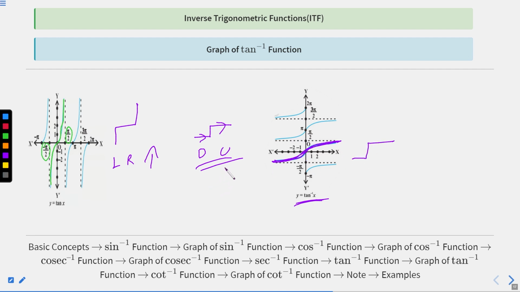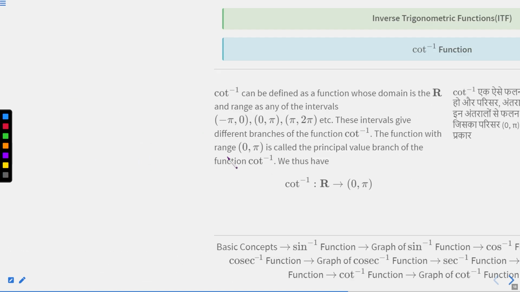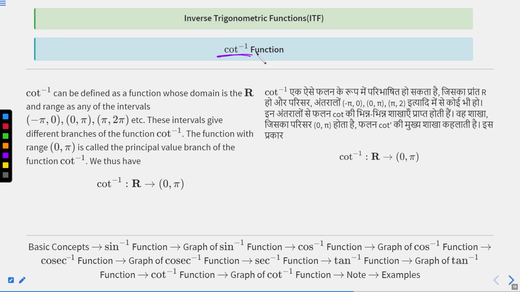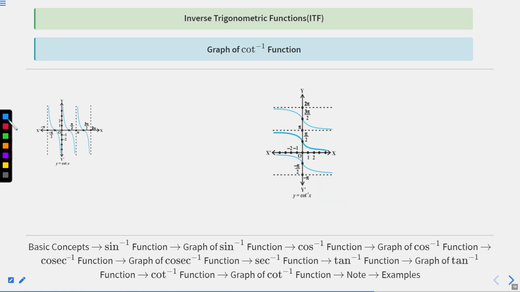Okay, now let's move to the graph for cot inverse. Let's understand it by the graph. So the cot x graph looks like this. Okay, cot x graph looks like this. If you take 0 to pi, then your function will be what? One-one and onto.